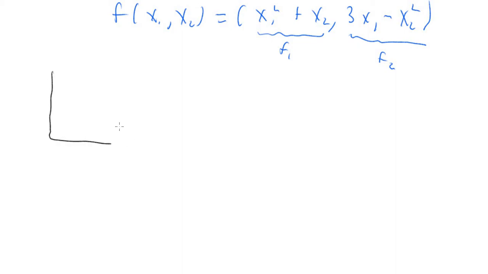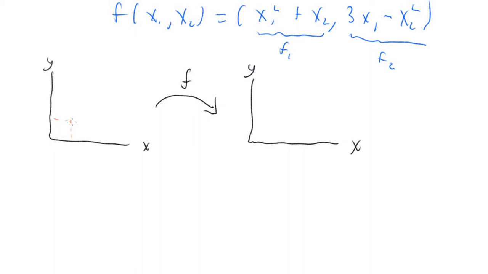But if we think of functions as actions, and we have some f here, we can just think of two coordinate axes. Let's zoom in at this point right here. Let's say it's (1, 1). And maybe that gets mapped to some other point here, f of (1, 1).